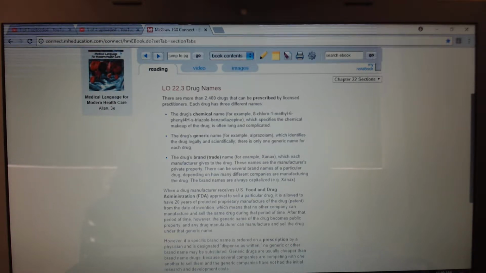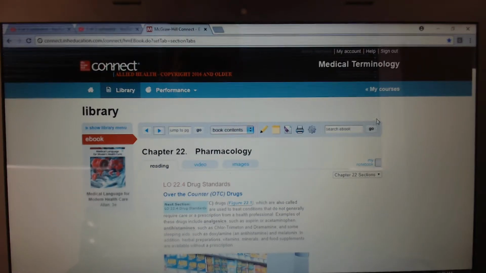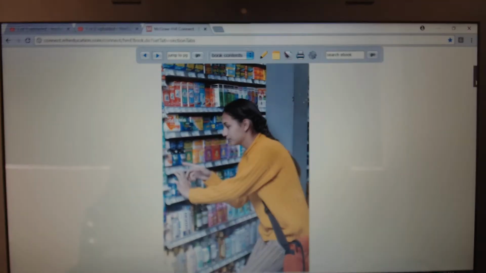So for example, the chemical name for Xanax is 8-chloro-1-methyl-6-phenyl-4-hydrogen S-triazolobenzodiazepine. Then we have the generic name, alprazolam, and then of course we have the brand name or trade name, Xanax. And of course the FDA is going to monitor what medications can make it to market in the United States. Now, other countries may not have as strict guidelines as what we have.